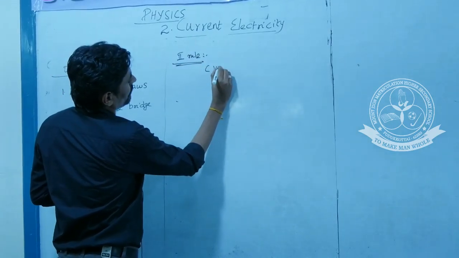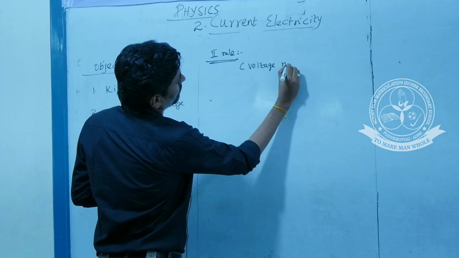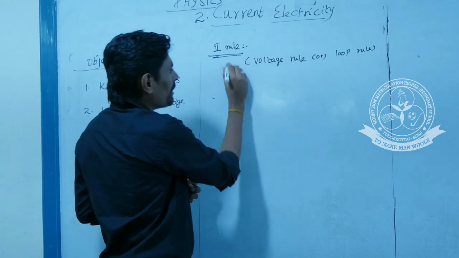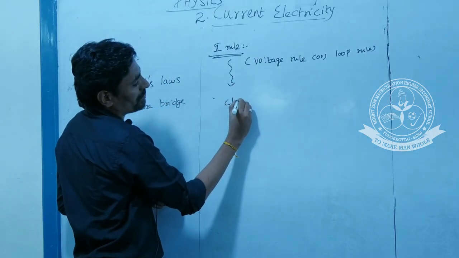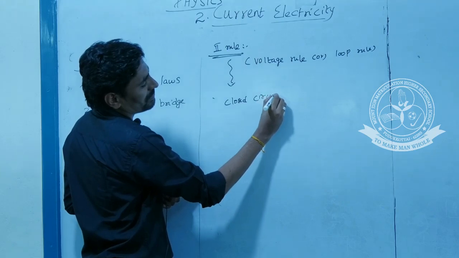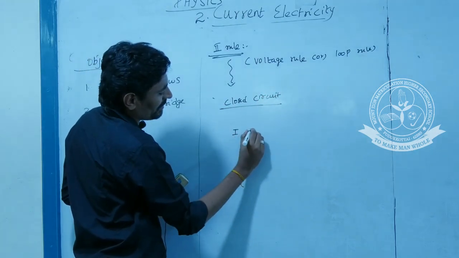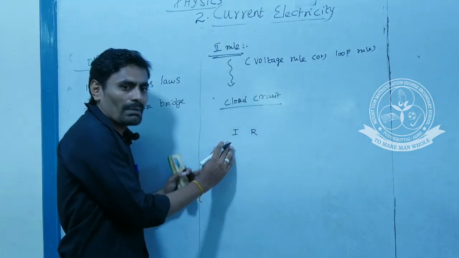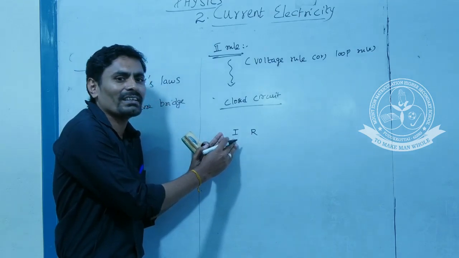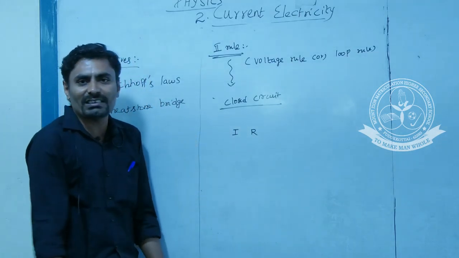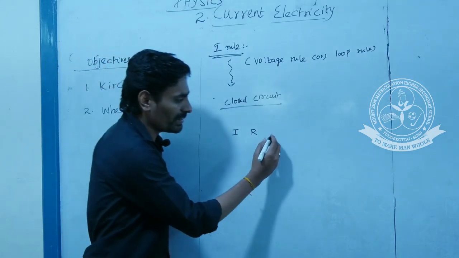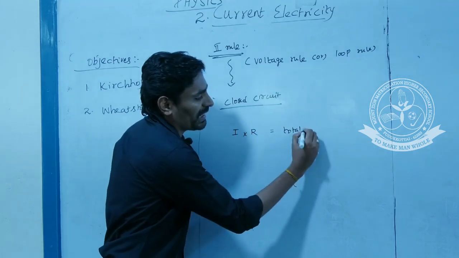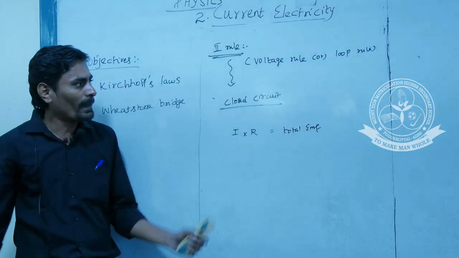The second rule is called the voltage rule. It deals with a closed circuit. It has two components, that means I and R. In a closed circuit, the algebraic sum of the product of current and resistance of each part of the closed circuit should be equal to the total EMF included in the circuit. This is called Kirchhoff's second rule.